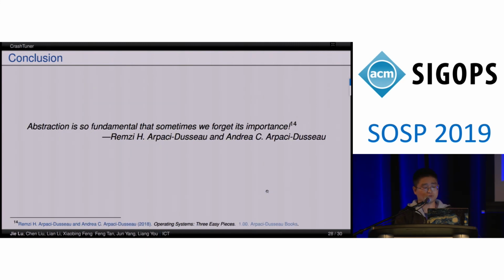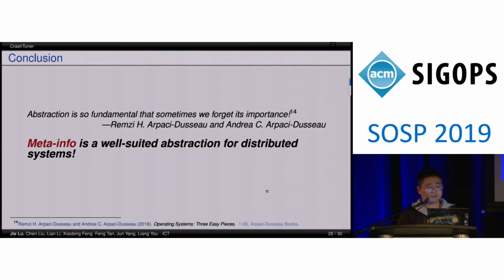Finally, I want to use these words from Operating Systems: Three Easy Pieces to show the key point of CrashTuner. Abstraction is so fundamental that sometimes we forget its importance. We find that meta-info is a well-suited abstraction for distributed systems. We believe that this also can help other technologies such as model checking.